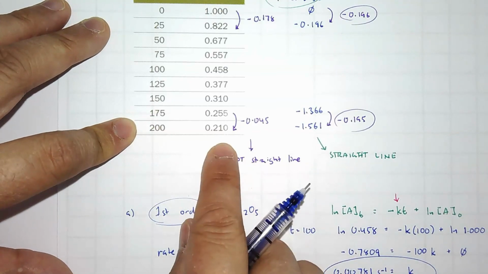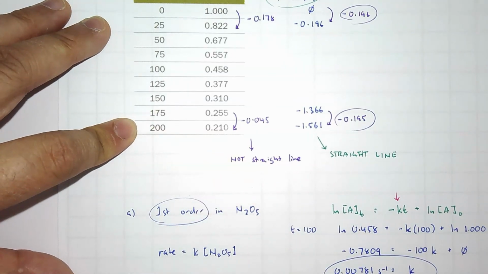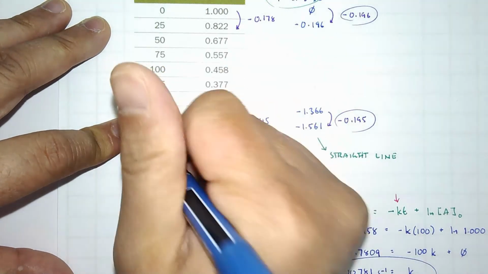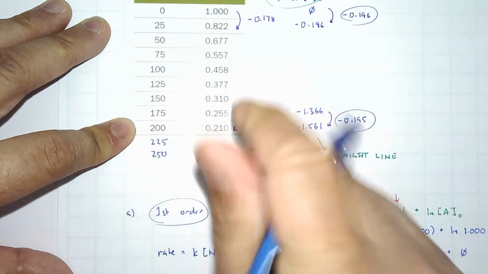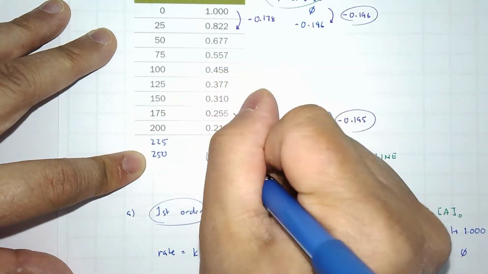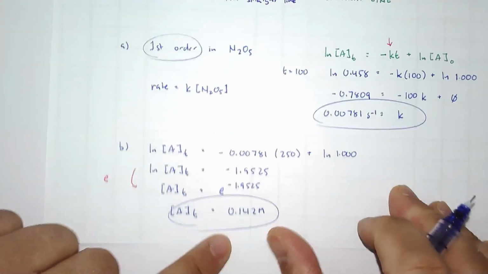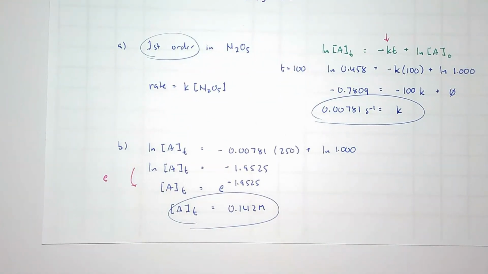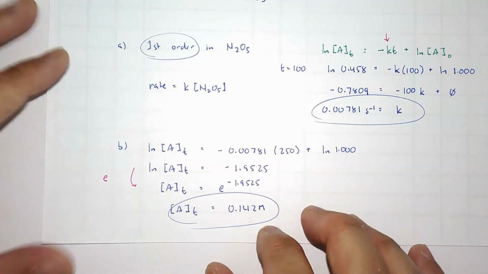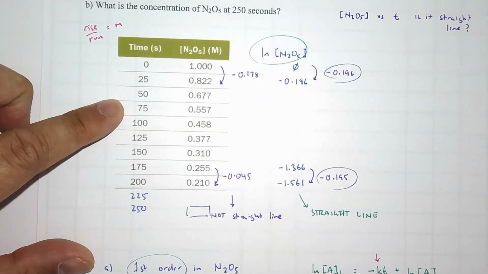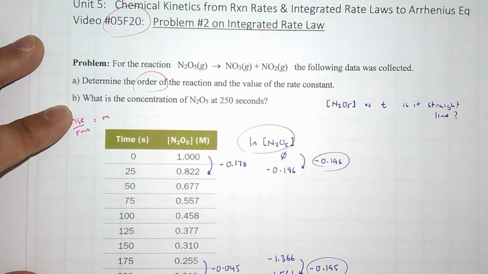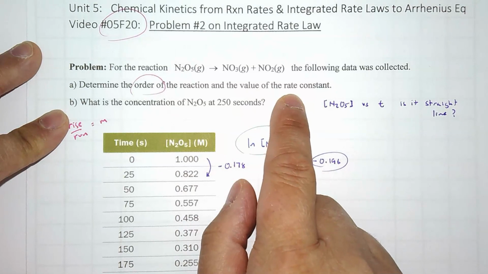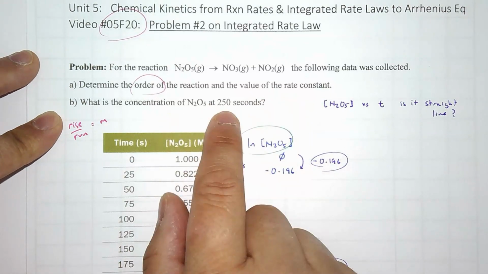Oh, you know why this is confusing me? Because we solved it for 250 seconds. There's a gap here. We have 225, and then we just solved for 250. So we got this number right there. That looks good right there. Okay, that is a typical integrated rate law problem where you're given data and you're asked to find the order, the k, and the concentration of the starting material at a certain time point.